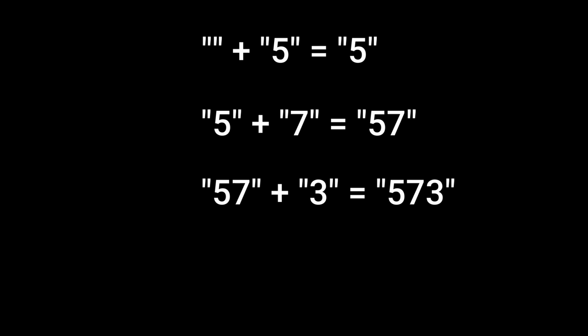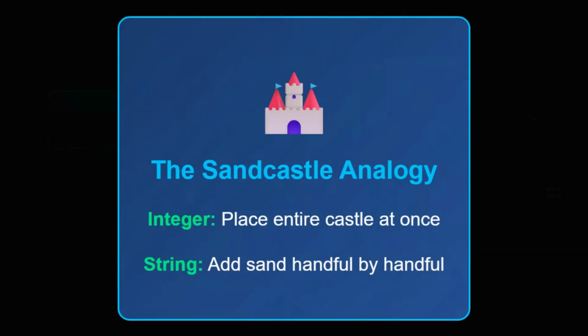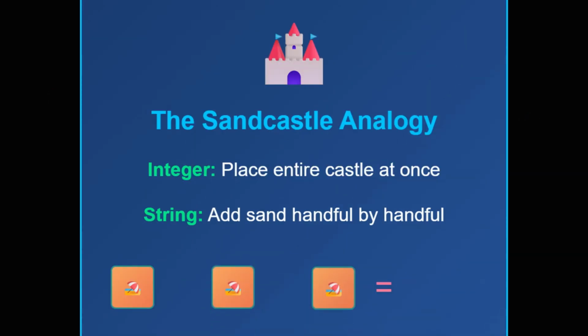Think of a string like a word that can grow letter by letter, or in our case, digit by digit. Here's a fun analogy. Imagine you're building a sandcastle. An integer is like trying to place the entire castle at once. Impossible. A string is like adding one handful of sand at a time until you have your complete castle.